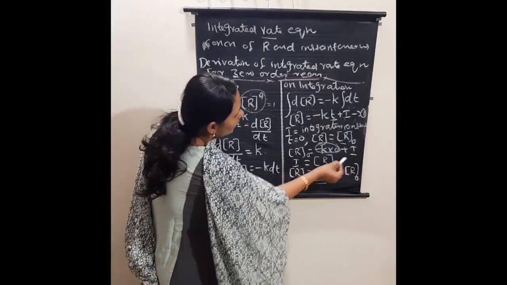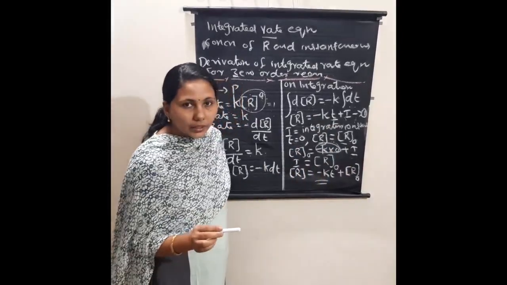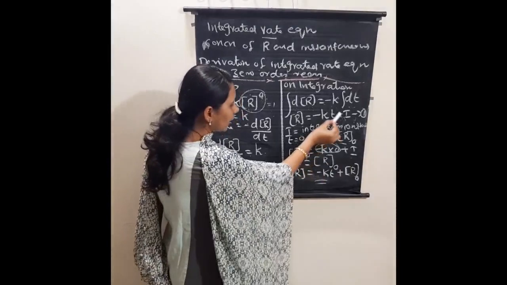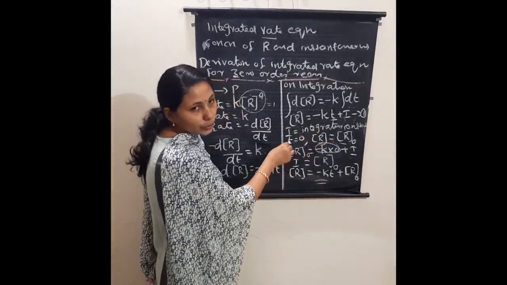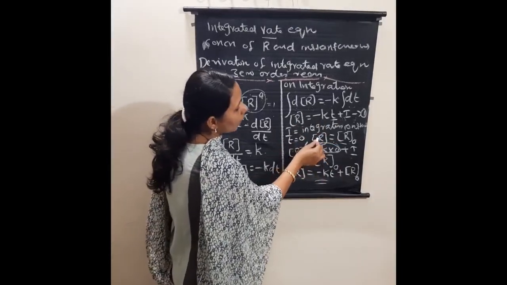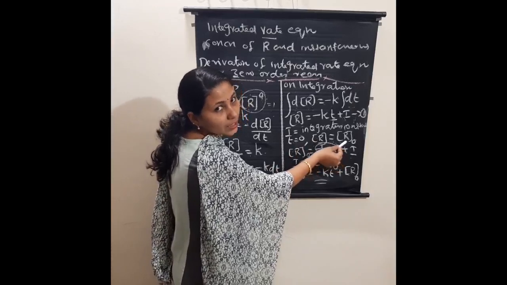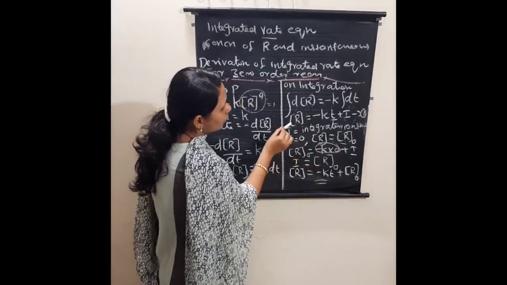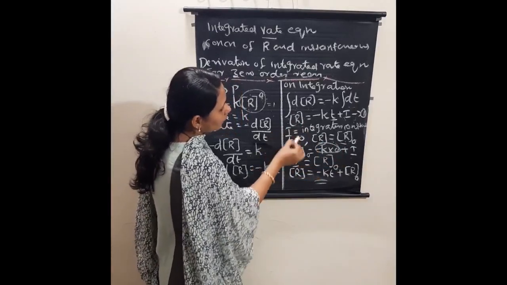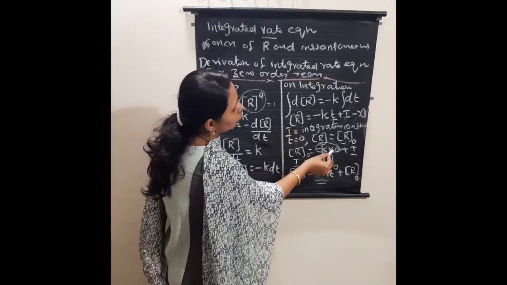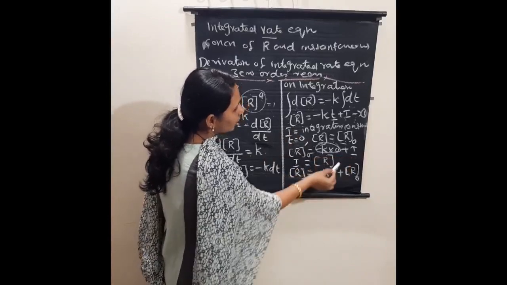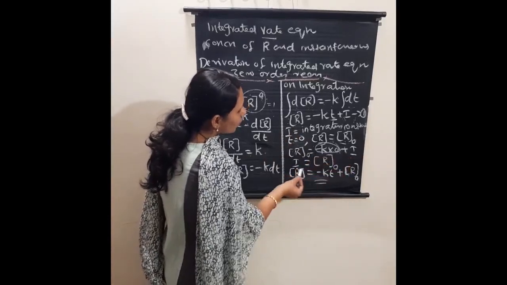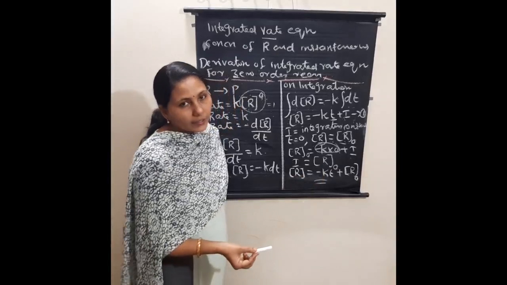Then we will get I equal to R0. Clear? For calculating I, we are considering t equal to 0. At that time the concentration of R will be equal to R0, that is the initial concentration, the time when the reaction is not started. Substituting these values, the concentration of R will become R0 and t equal to 0 plus I, this value will become 0. So I equal to concentration of R0.